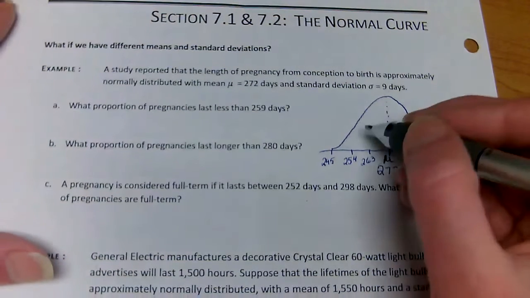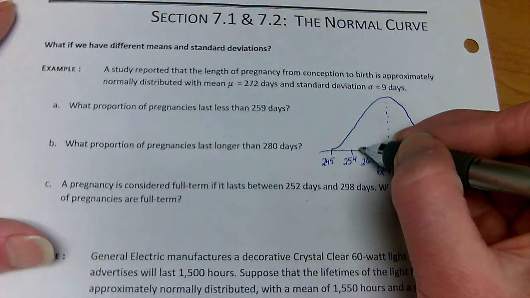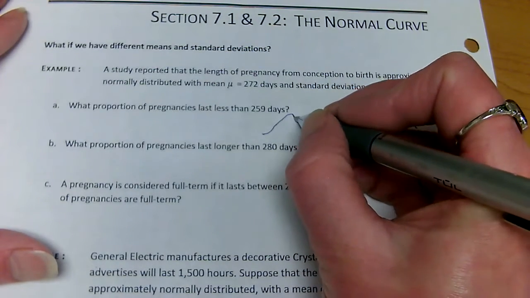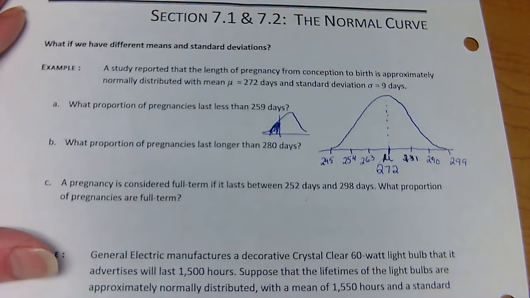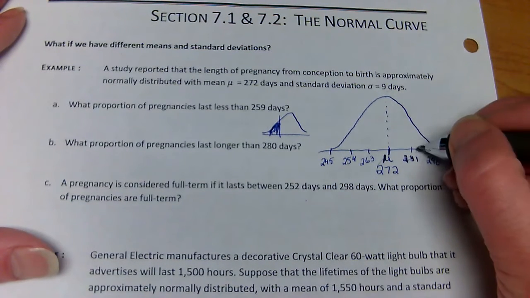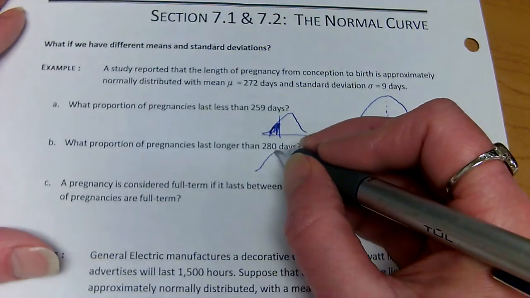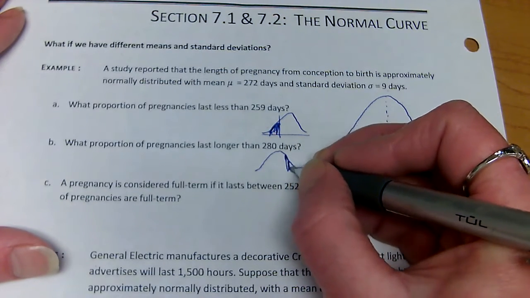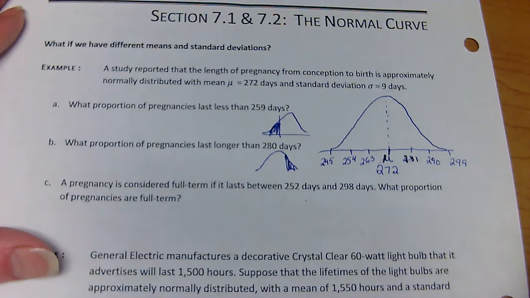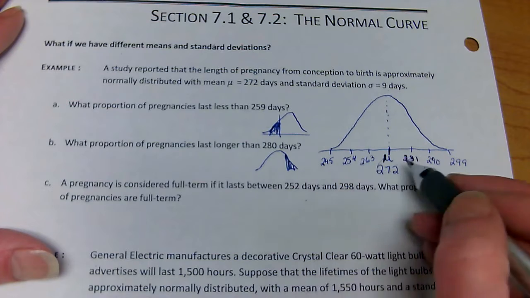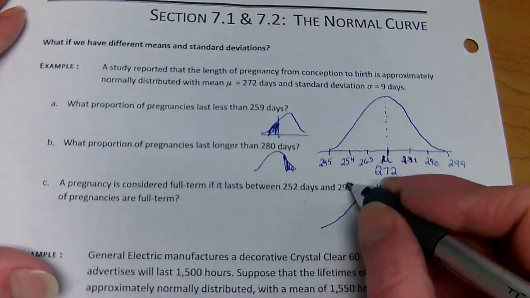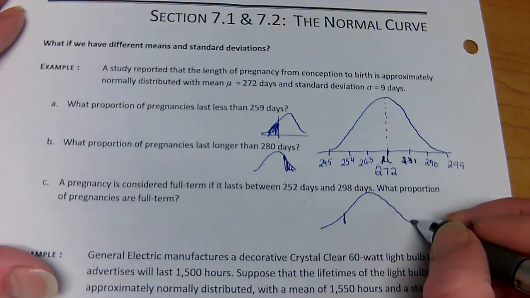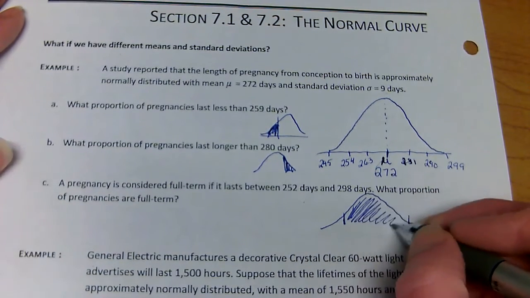Well, let's think about where that would be. 259 would be approximately in between here and here. So we're talking about somewhere like here, and less than that would be to the left. Longer than 280. Well, this is 281, so 280 is going to be over there. So we're talking about somewhere in this range. A pregnancy is considered full term if it lasts between 252 and 298. That's a lot. 252 would have been about here, and 298 would be almost at the other end. This is going to be a very high proportion.